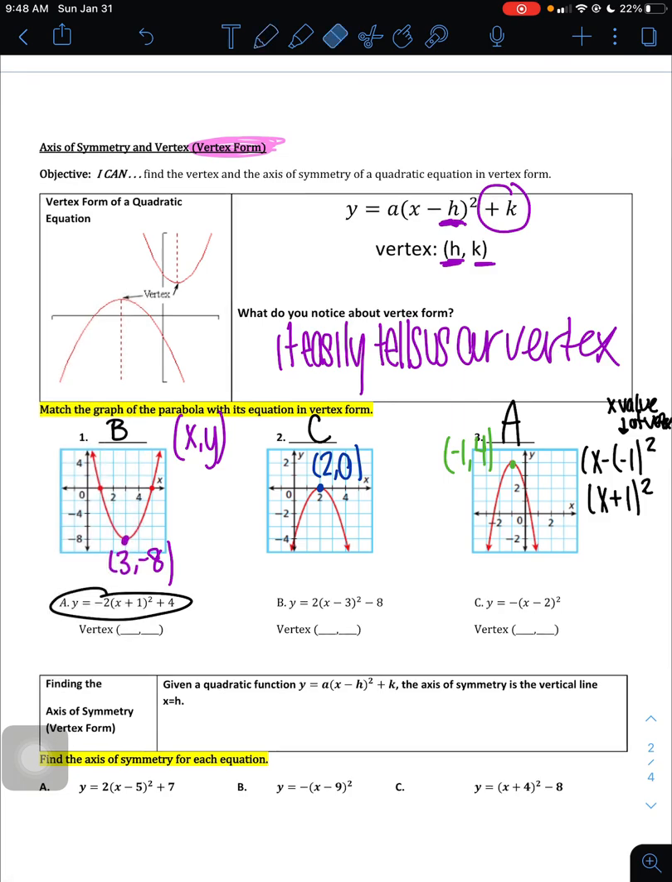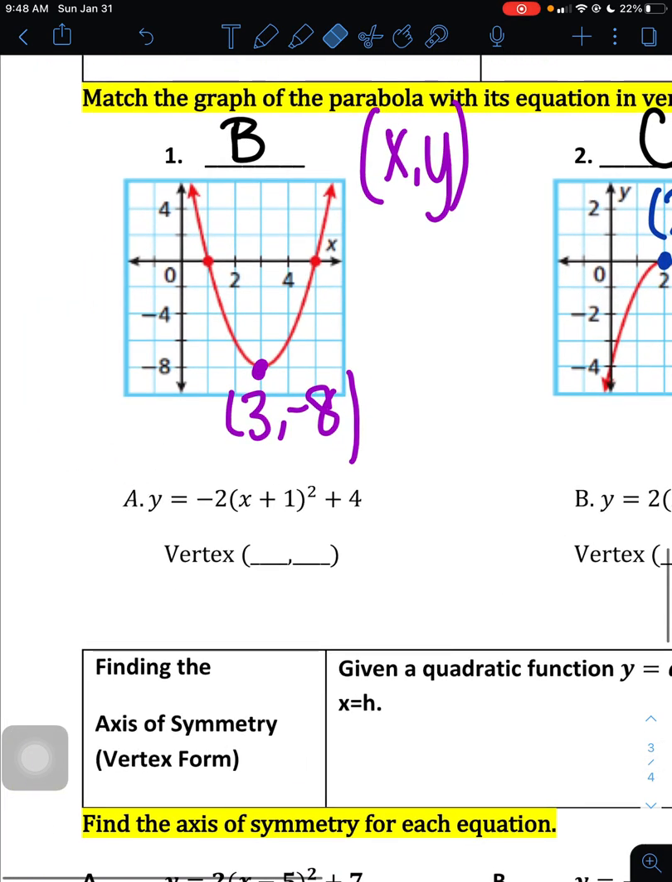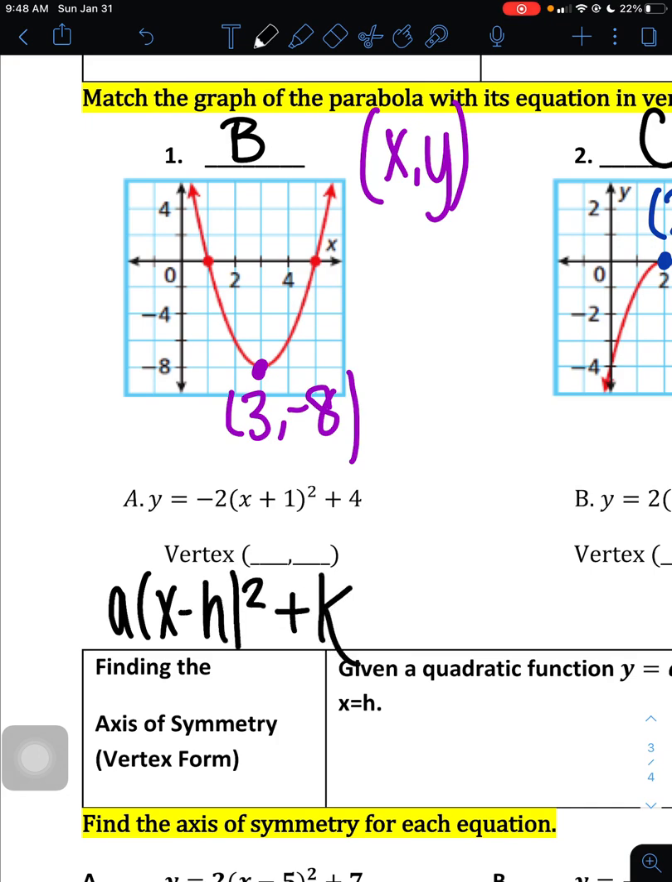Now, I know we just took a look at all of these examples and labeled the vertex according to the graph, but I want to make sure that we're able to do that when we don't even have the graph with us. So we know the general format for standard form is going to be a(x minus h) squared plus k. And that vertex is just h comma k.